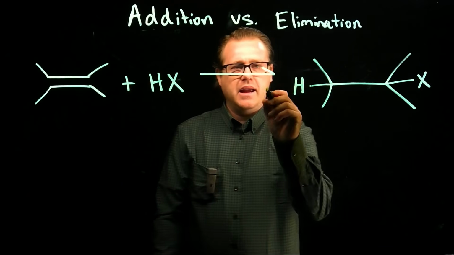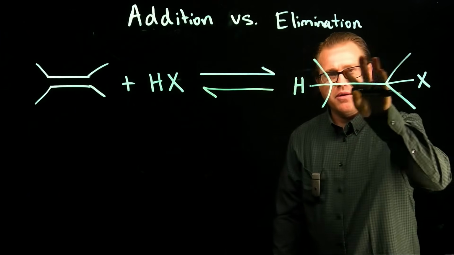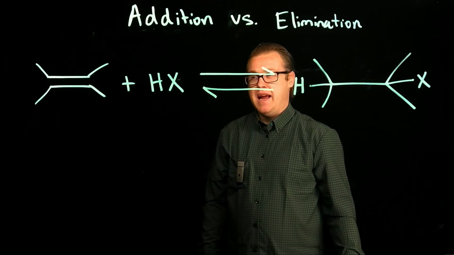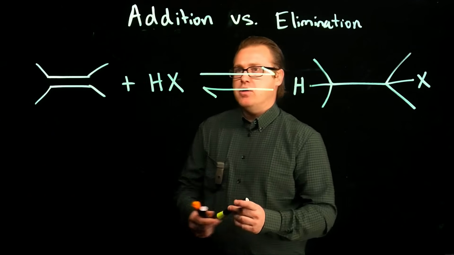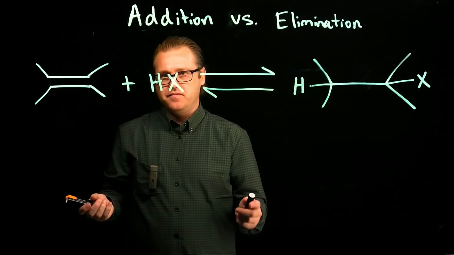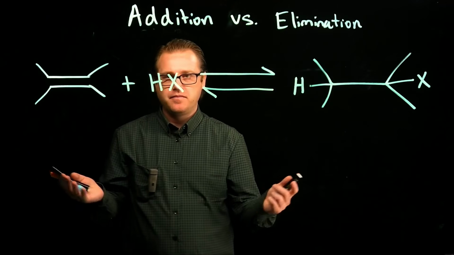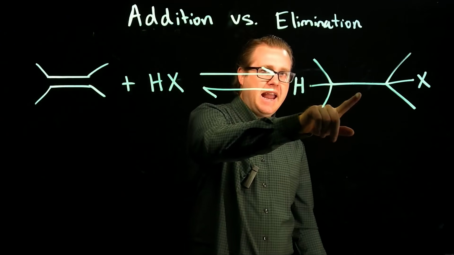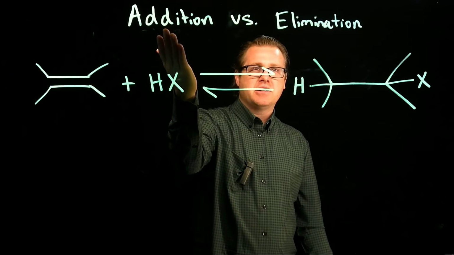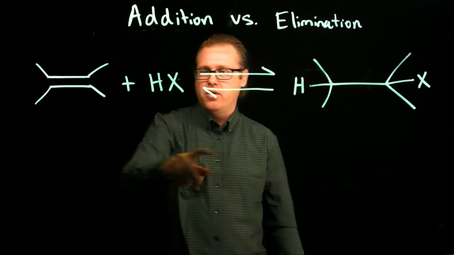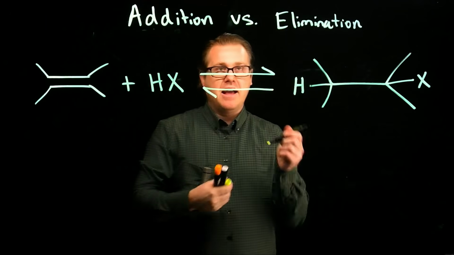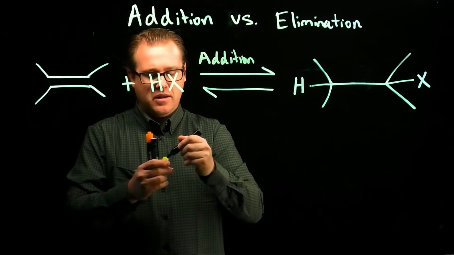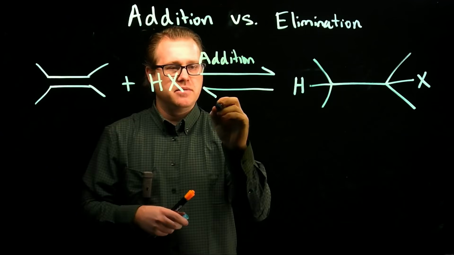But what if we went in the reverse direction? What if we start with this product and went backwards? What do we have? We have an elimination. So addition and elimination reactions are in equilibrium with one another. If we go in the forward direction, we take an alkene and go to this alkane, which is an addition reaction, and then we can take this and go in reverse. So let's make sure we understand that to the right is addition, and in the reverse we have elimination.